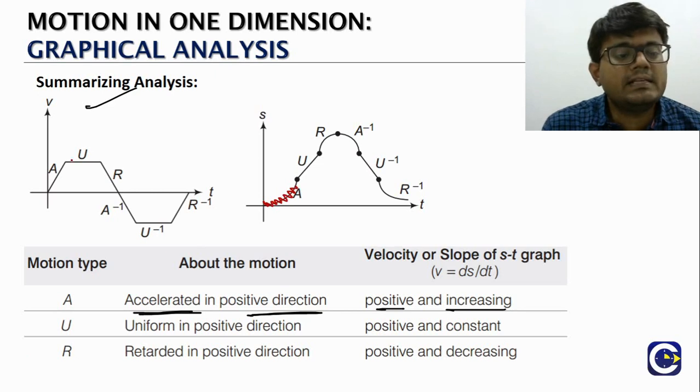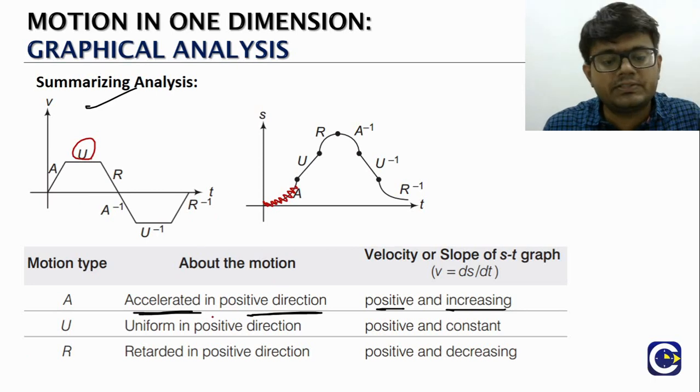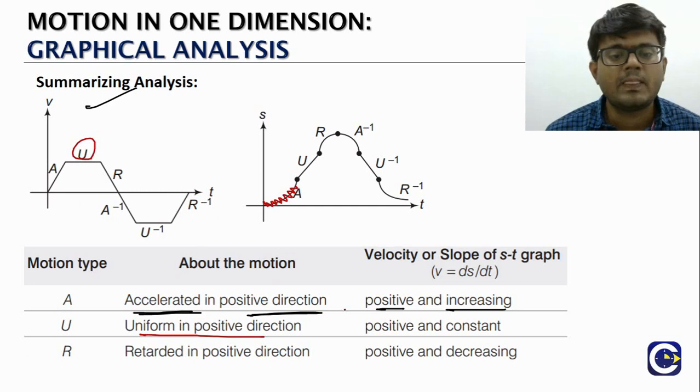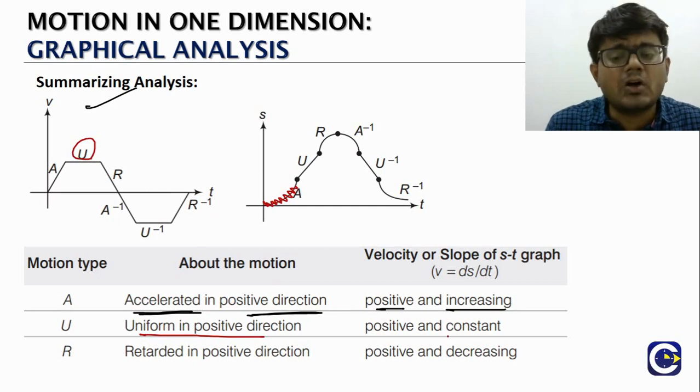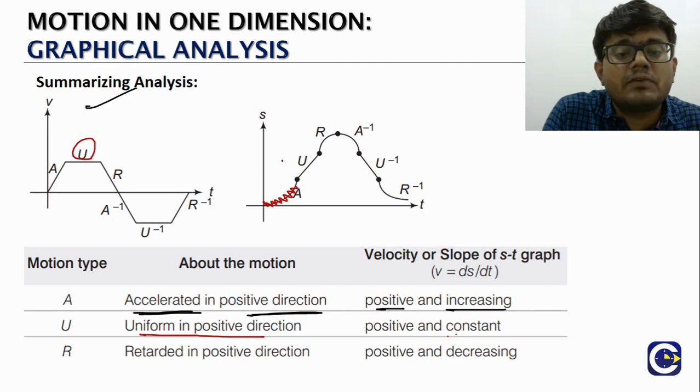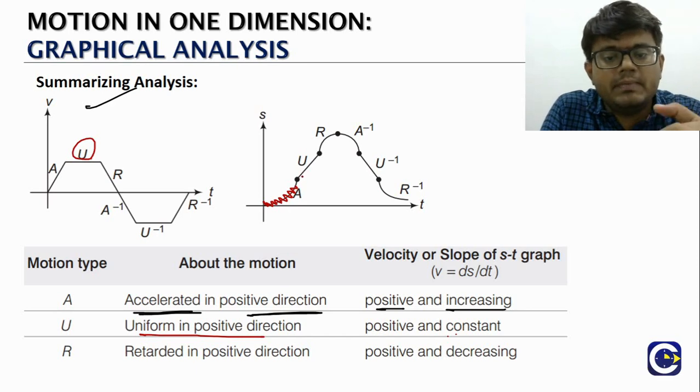Then the second part of the journey, the part we are marking as U. U is a constant velocity. We can say it is a uniform velocity, but still it is moving in the positive direction because velocity is positive. So here the velocity value will be constant. How would we represent this in terms of the displacement time graph? It will be a straight line with a positive slope, because it will be making an acute angle.